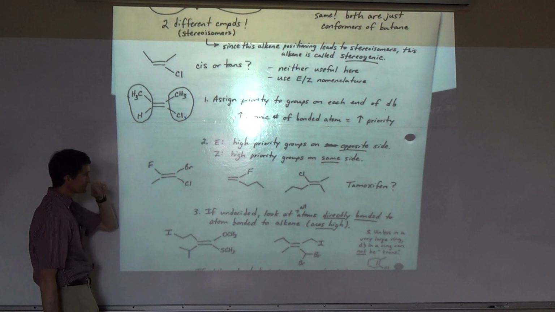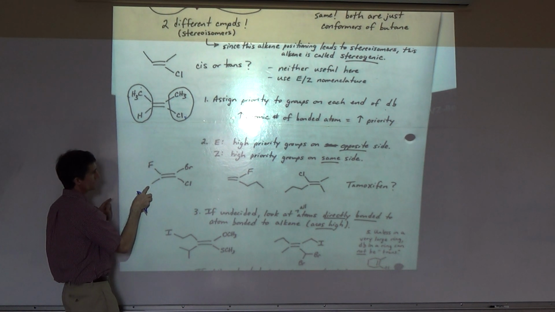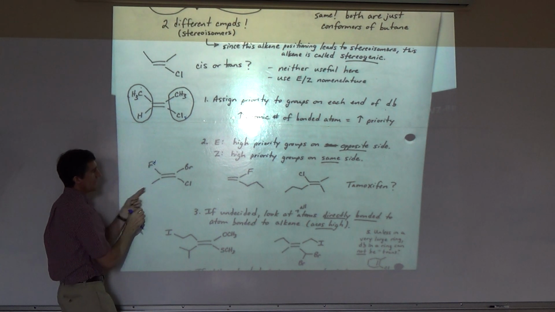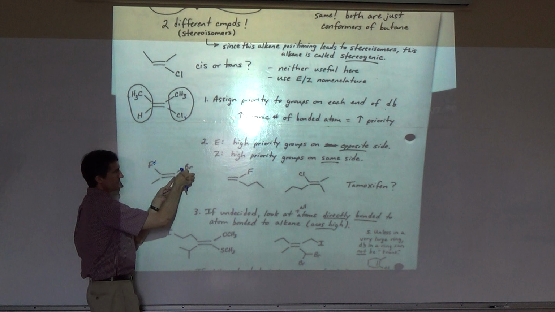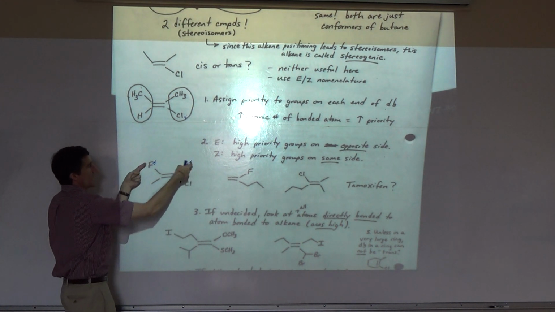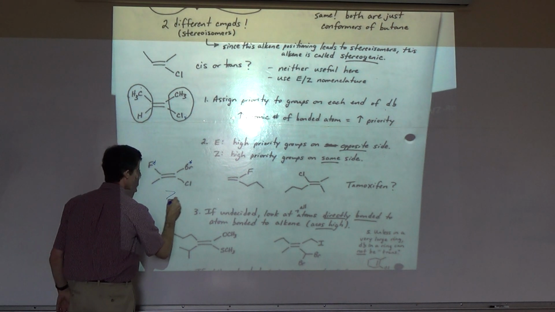E or Z? Higher priority group on this carbon, F or carbon? F has a higher atomic number. Higher priority group on this carbon, bromine or chlorine? That would be bromine. The high priority groups are on the same side. Z.